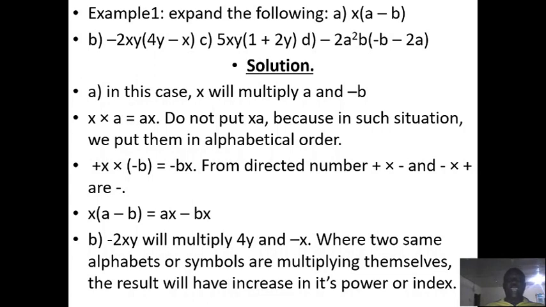Then we also have, we have multiplied x and a. So now we want to multiply x and minus b. So we have x times minus b. Instead of me writing x, I now identify the plus, the positive nature of x, because of the negative nature of b. So plus times minus gives us minus, then x times b gives us minus b. So from the directed numbers, we know that plus times minus and minus times plus, they are all what?